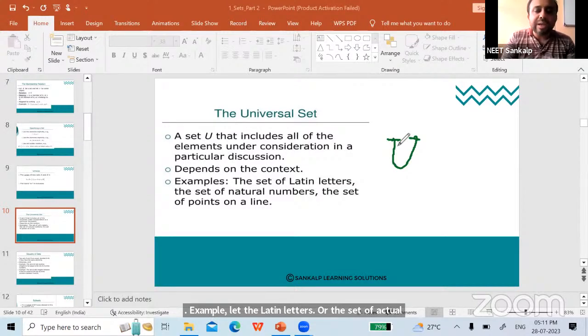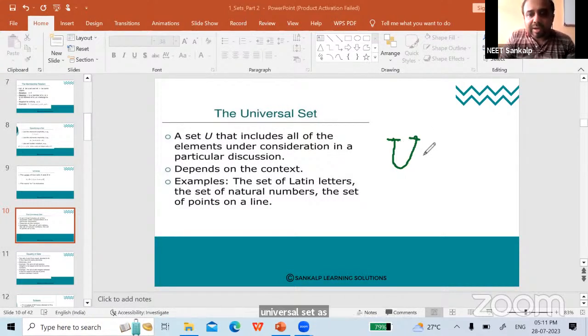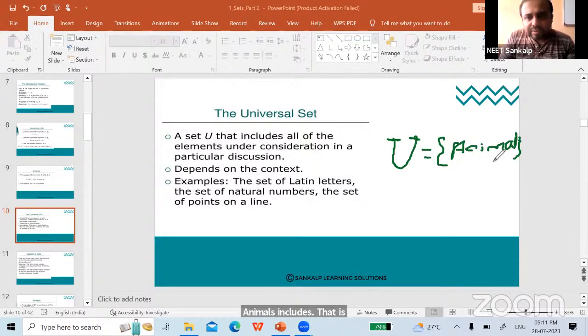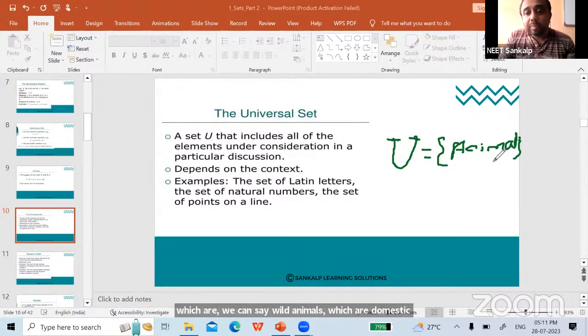Just for example, if you take the universal set as animal, I will write here, that is animal. So what does animal include? Animals include wild animals, domestic animals, and it may include the wild creatures also, but all of them come under what? It is the universal set, that is animal.